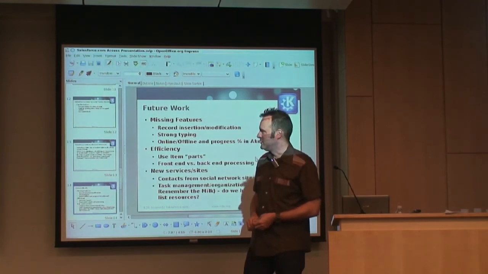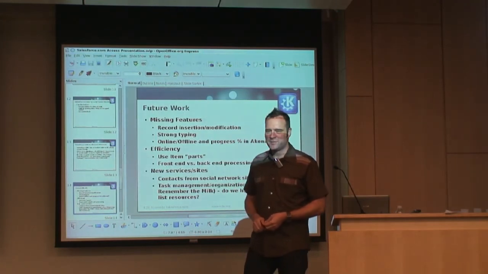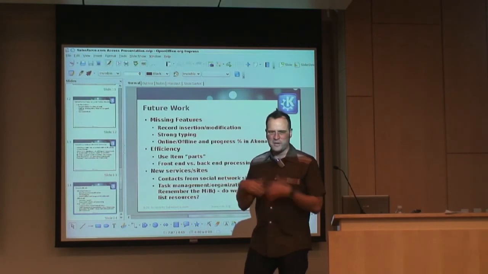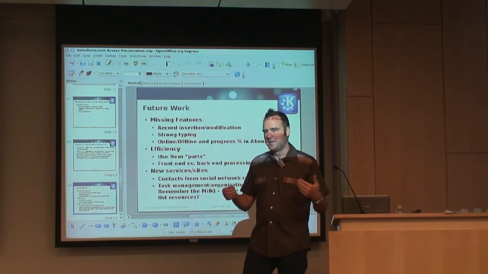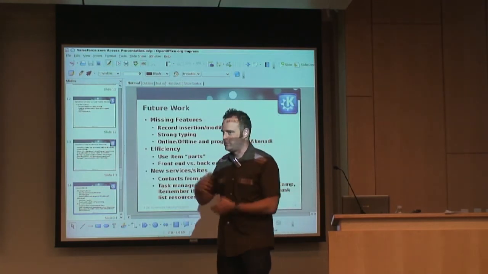Efficiency: I don't know if the resources in Akonadi normally use the parts argument that you get. So people can say, I don't want to see their address, I'm just interested in their email or something like that. And then I wouldn't have to go and fetch it downstream.